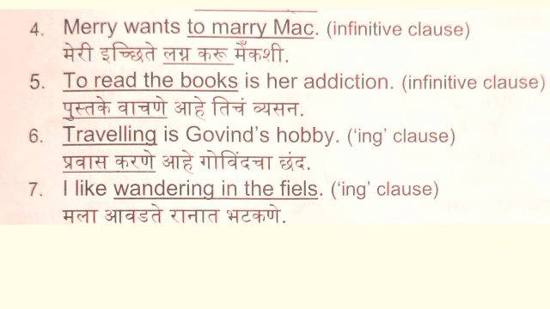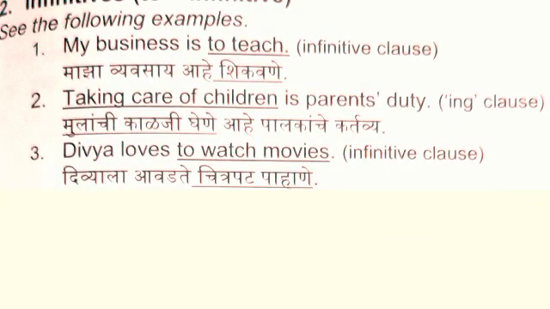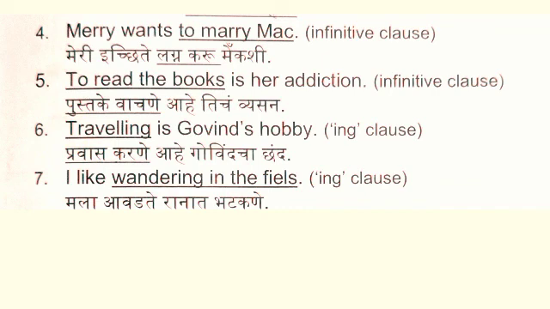In all the 7 sentences we've talked about, you can see that all the underlined parts, that is non-finite clauses, can be replaced with the help of a noun, pronoun or a noun phrase. The sentence, my business is to teach, can be written as my business is this. Taking care of children is parents' duty can be written as this is parents' duty. Divya loves to watch movies can be written as Divya loves this. Mary wants to marry Mac can be written as Mary wants this. To read the books is an addiction can be written as it is an addiction. Traveling is Govind's hobby can be written as it is Govind's hobby. And I like wandering in the fields can be written as I like this.